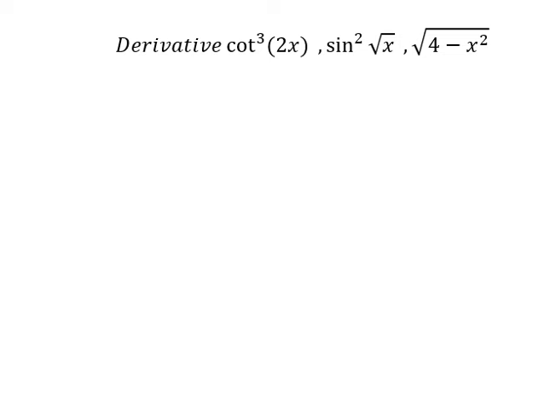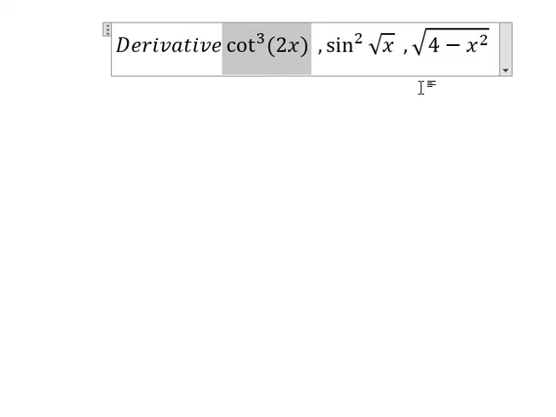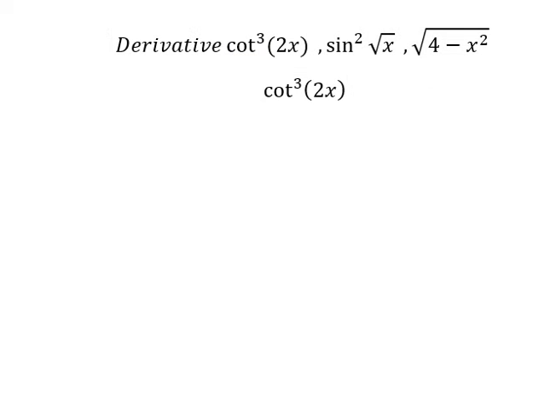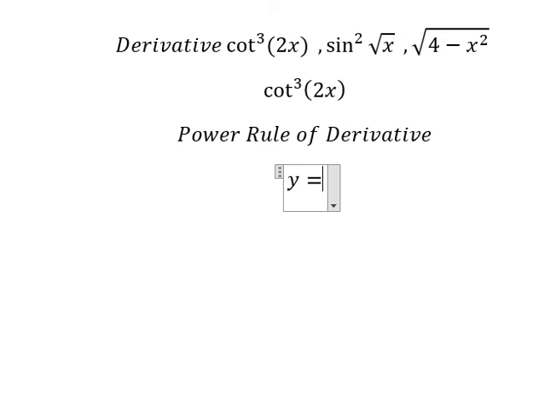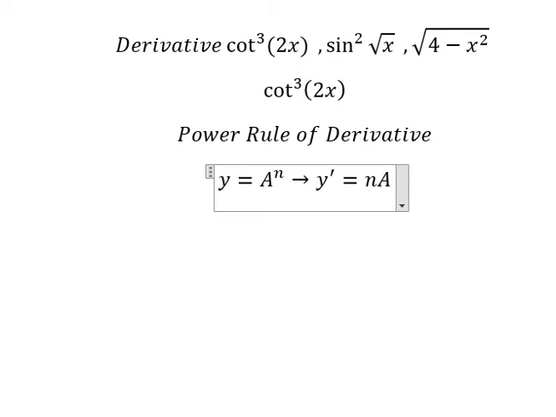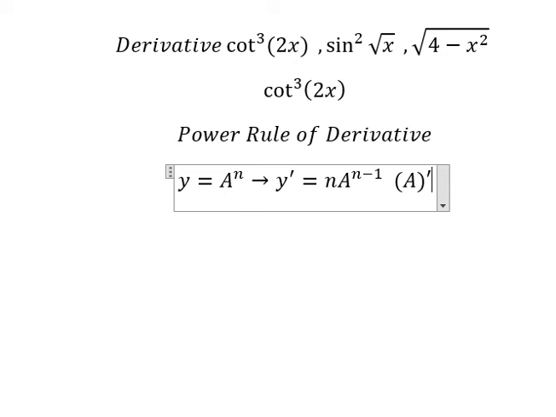The topic today is about first derivative. So now I will show you how to answer. About the first one, we can apply the power rule of derivative. So if we have y equals a to the power of n, if we do first derivative of this one, we have n a to the power of n minus 1. And later that, we do first derivative of a.